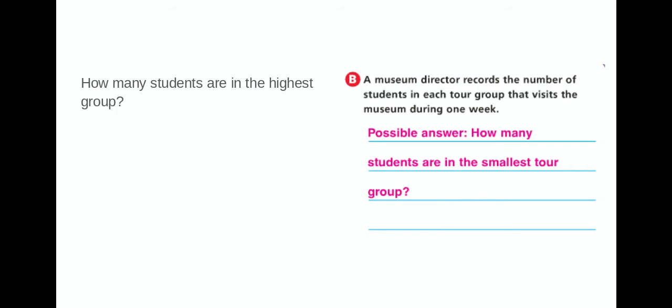Now for the museum director that records the number of students in each group that visits the museum during 1 week. How many students are in the smallest tour group? That's a great example. The opposite of that would be how many students are in the highest group, or how many students are in the, I guess, biggest probably works better there. We're using our biggest and smallest there, so our superlatives.